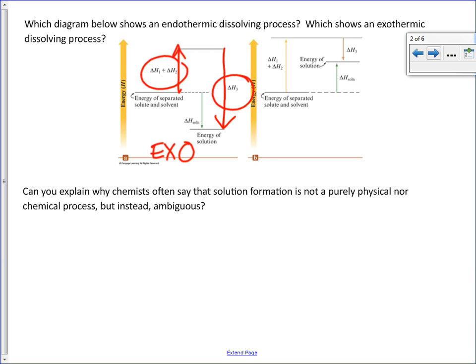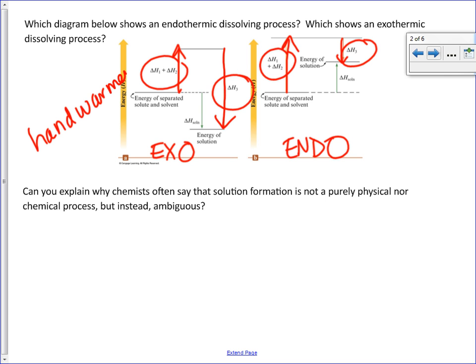exothermic. For the other diagram, it's exactly the opposite. Your step 1 and 2 together, the endothermic part, that's of larger magnitude than the exothermic part here. So endo wins over exo in this case, and that diagram is showing you what an endothermic dissolve would look like. The one on the left would be good for a hand warmer, and the one on the right would be good for a first aid cold pack that uses chemicals.